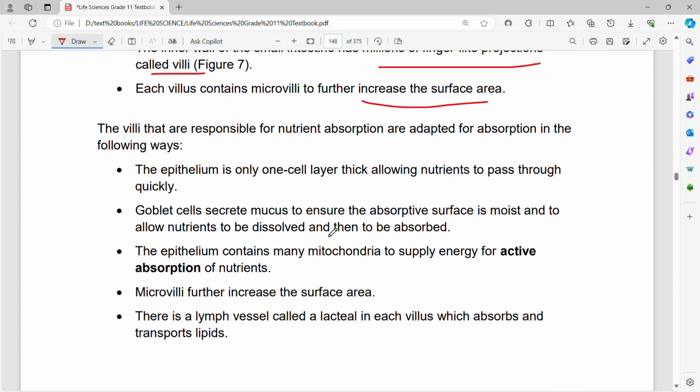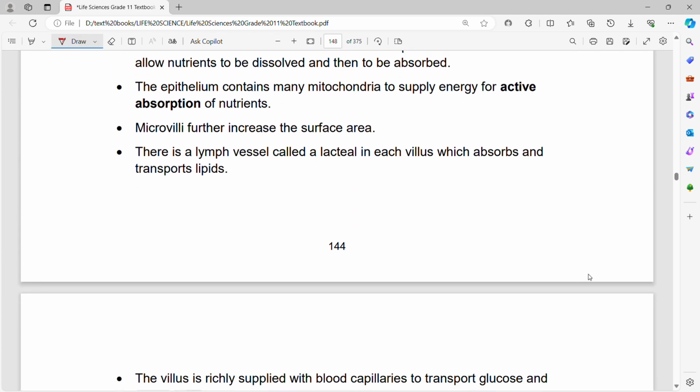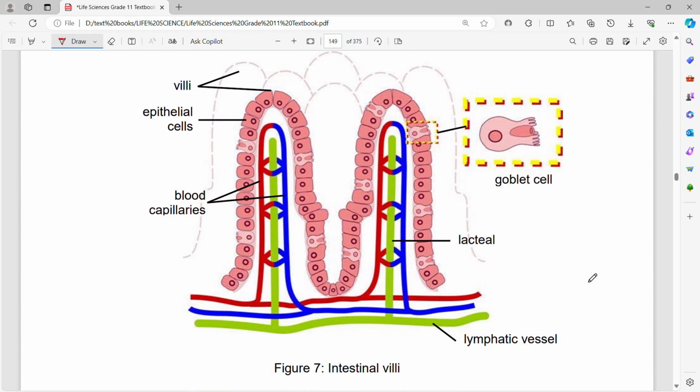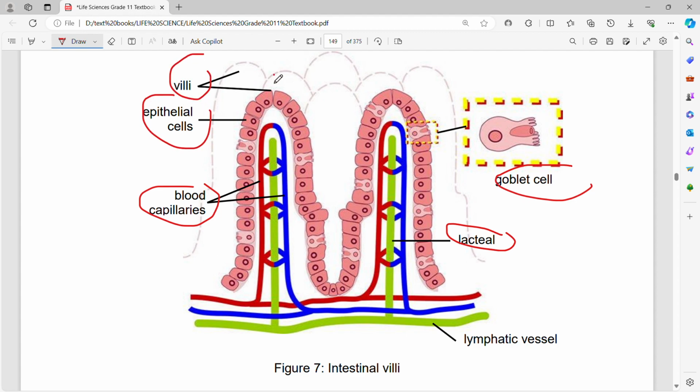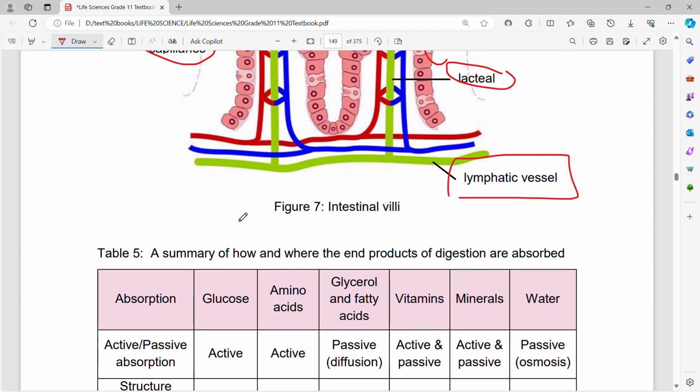Now, villi that are responsible for nutrient absorption are adapted for absorption in the following way. We know that there are villi present, right? This is what your intestinal villi look like. There is the lacteal, the goblet cells, blood capillaries, and epithelial cells. This is how the villi look. And then at the bottom they have the lymphatic vessels. You must know how to label this, right? These are the lacteal, lymphatic vessels, goblet cells, blood capillaries, epithelial cells, and villi.